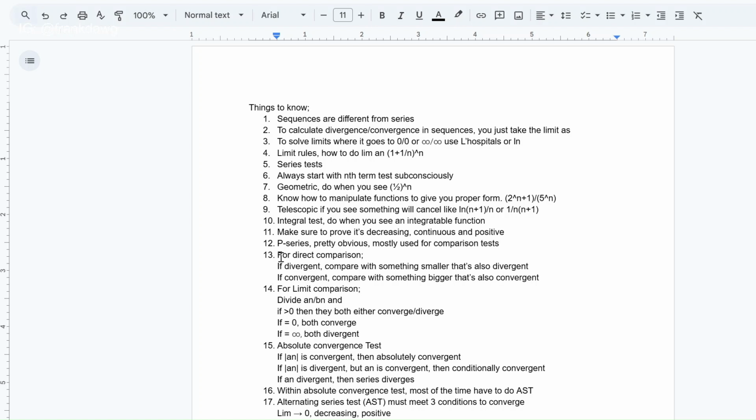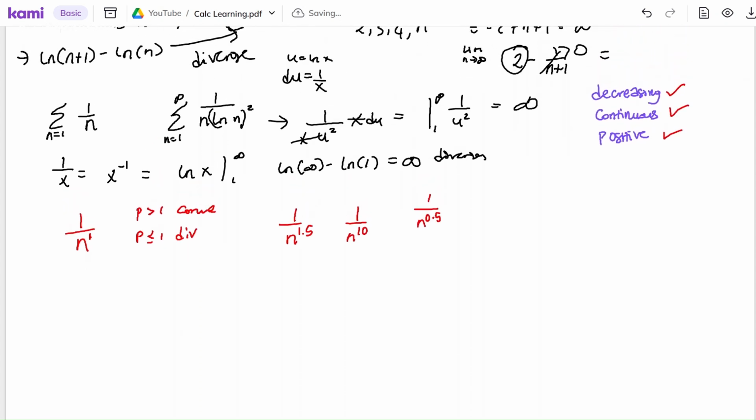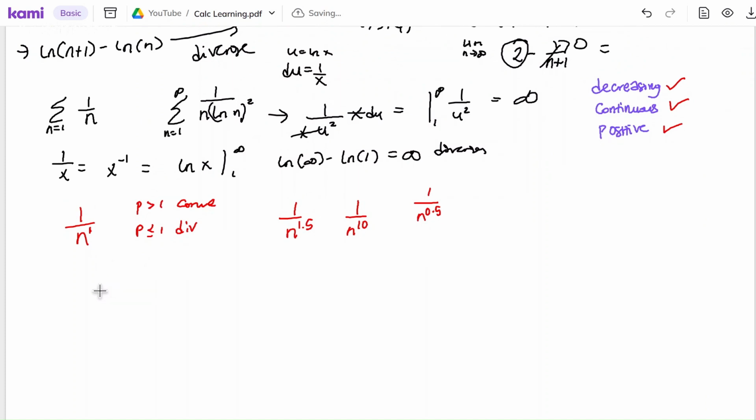And straight into it, using P series, you go into the direct comparison test. The direct comparison test compares a series to another series to determine whether it converges. For example, if I'm going to do a really easy one, 1 over n squared plus 1. Does this diverge or converge? The way to find out is you compare it to something that you know converges, so 1 over n squared. It looks really similar, right?